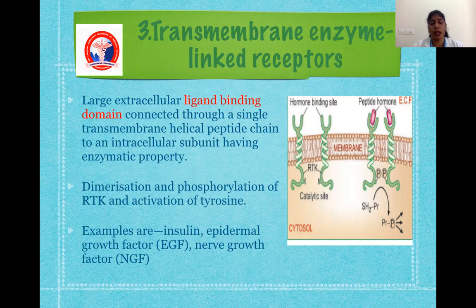When the hormone gets bound to the extracellular ligand binding domain, the receptor gets activated, and what happens is dimerization of the receptor. It gets dimerized and also there is phosphorylation of the tyrosine residue. Through that way, you get the various effects of the receptor and also the drug effect. Clear? This is how transmembrane enzyme linked receptors act.